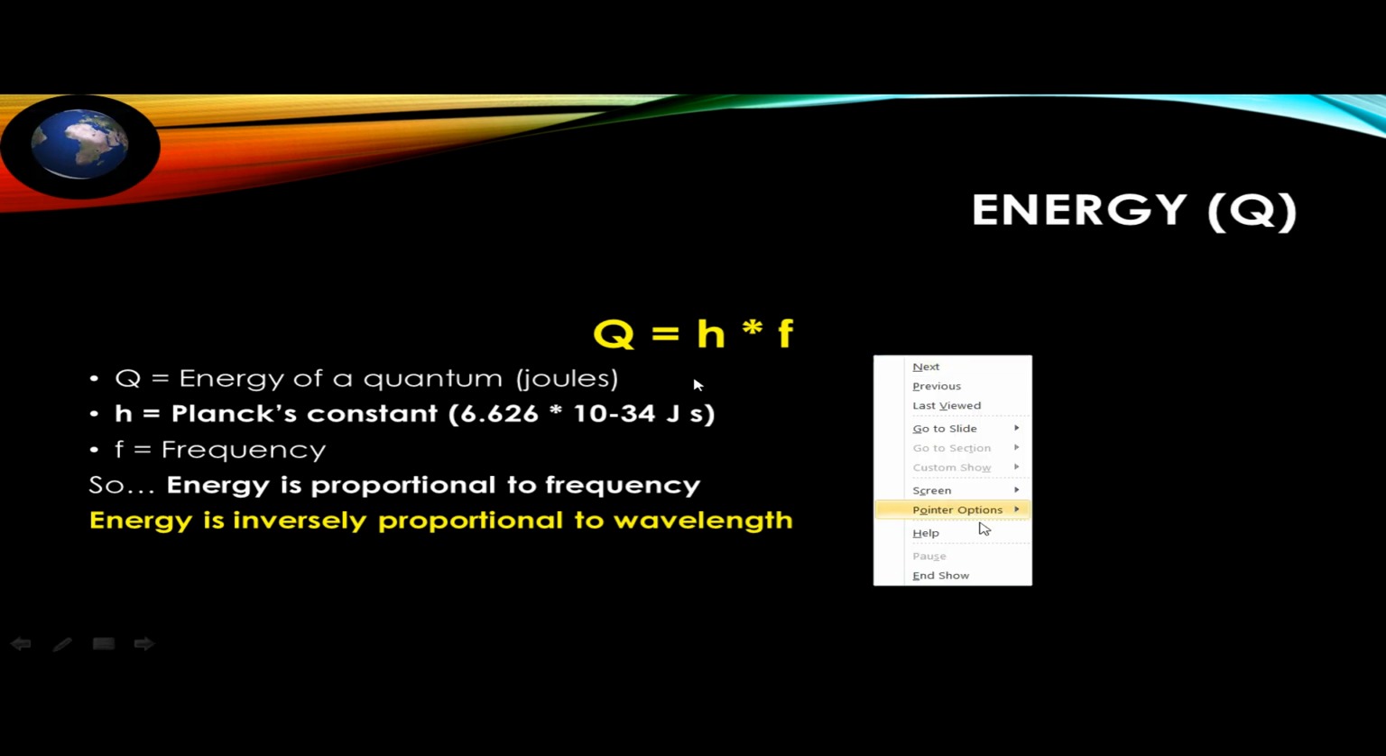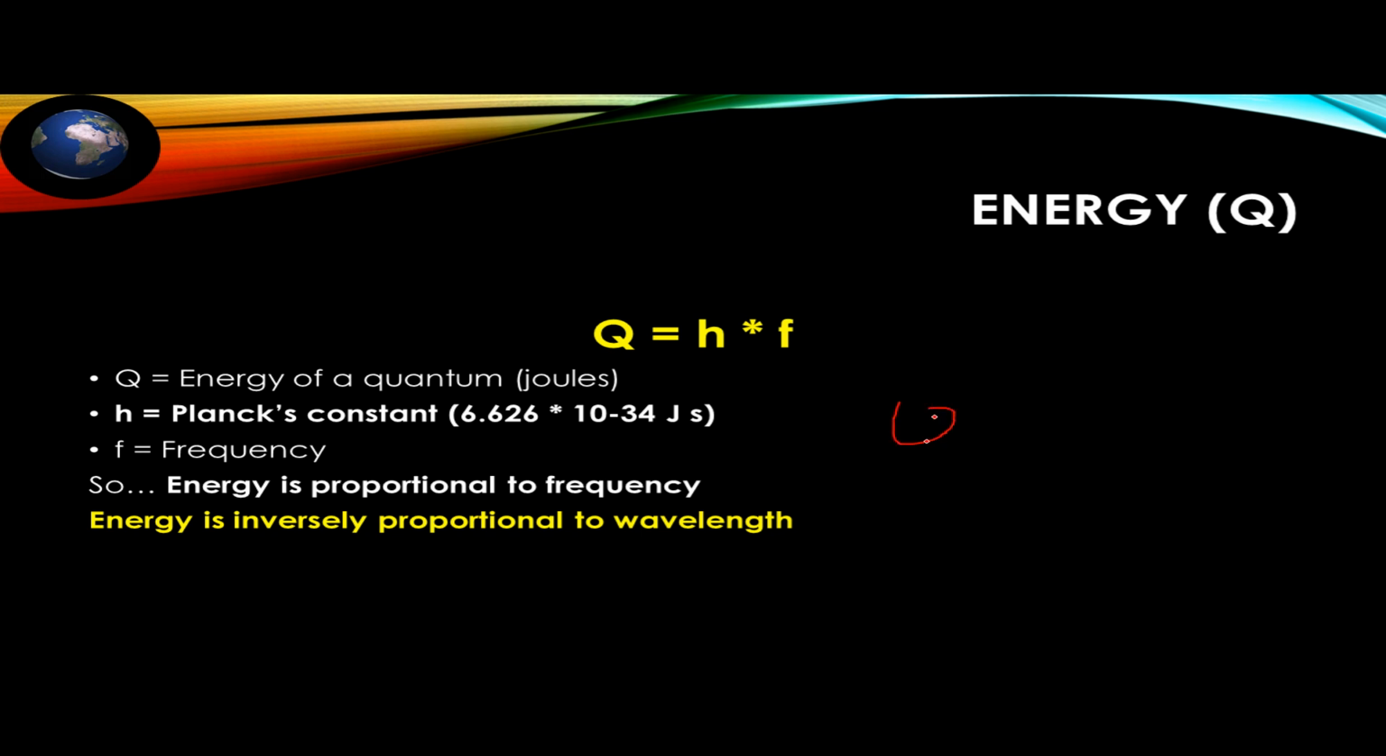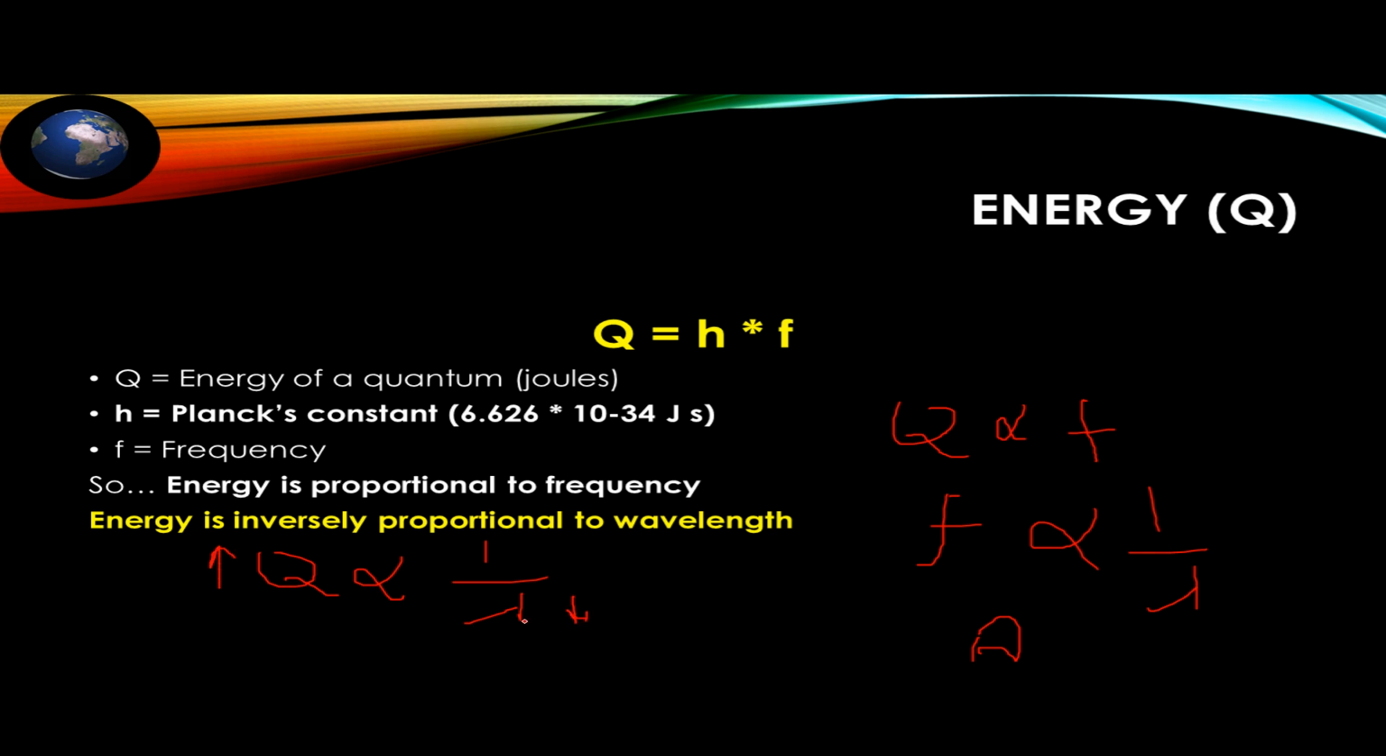As sir taught in the class also, as we know, Q is directly proportional to the frequency, and the frequency is inversely proportional to the wavelength lambda. So it means Q is inversely proportional to lambda, the wavelength. It means if the wavelength is less, the energy will be more. So energy is inversely proportional to the wavelength. Are you getting, guys?